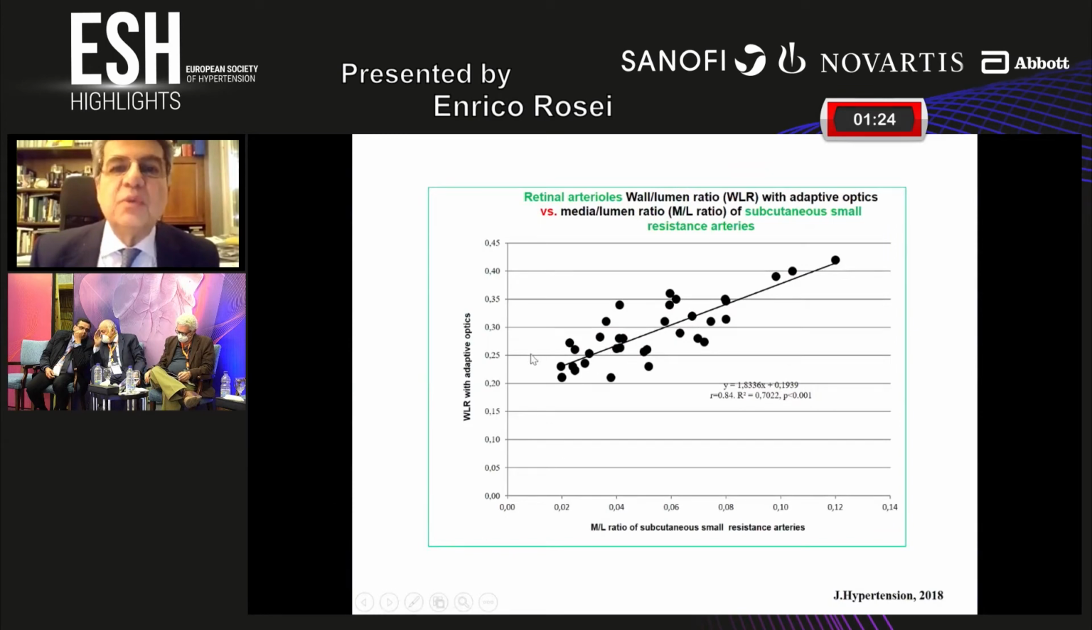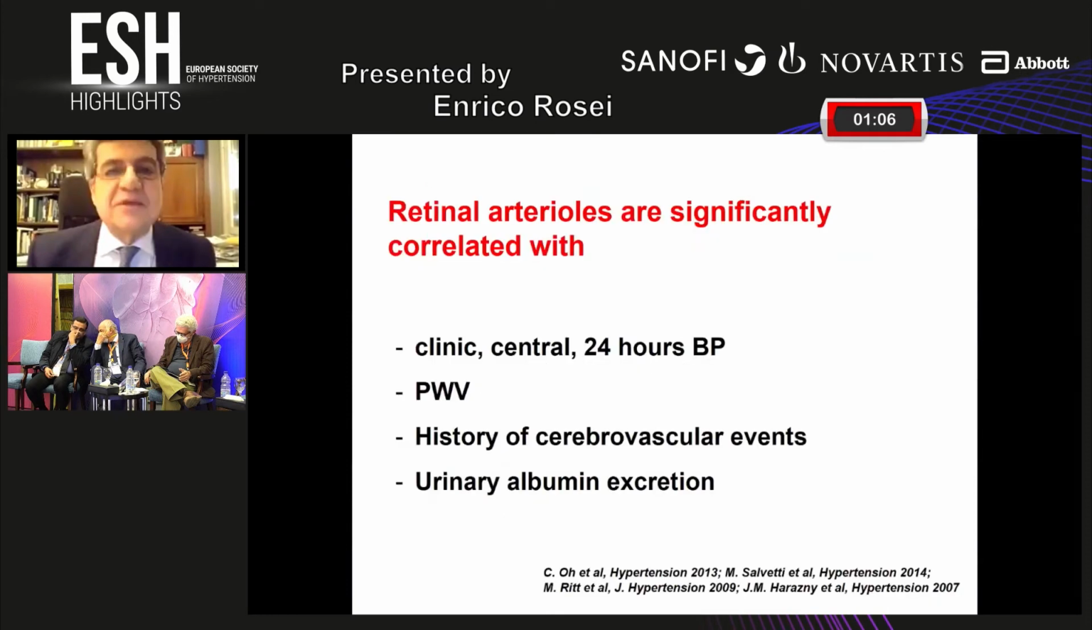and with this technique we have observed that there is very good correlation between the wall-to-lumen ratio of retinal arterioles with this adaptive optics and the media-to-lumen ratio measured with the in vitro ex vivo technique in the subcutaneous resistance arteries. Very close relationship. In addition, several studies have demonstrated that these retinal arterioles are significantly correlated with blood pressure, clinic, central, 24 hours, with pulse wave velocity, with history of cerebrovascular events, with urinary albumin excretion.